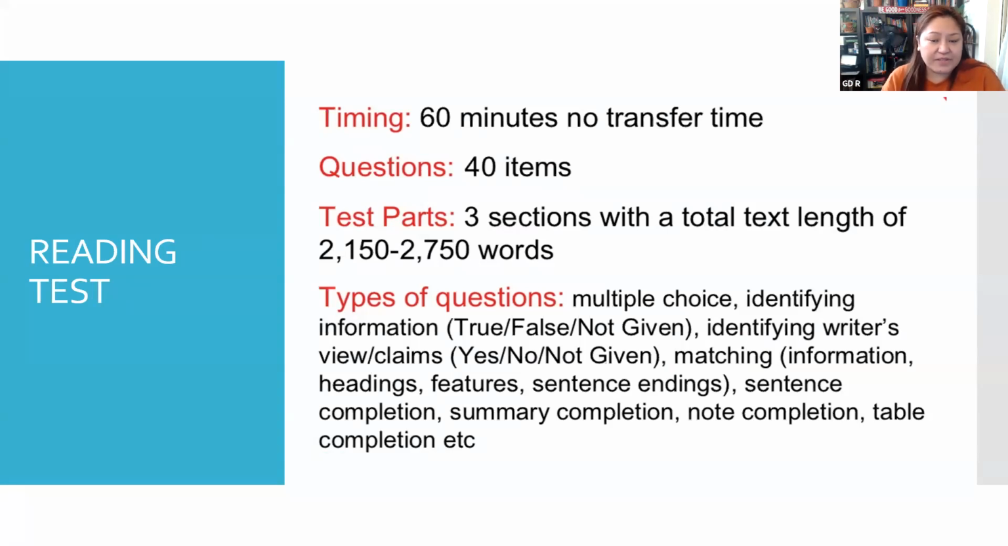So you've got 40 items to answer, and the exam is divided into 3 sections. So basically, you would be able to read a total length of 2,150 words to 2,750 words. So that would be around 3 pages to 4 pages of A4 reading materials.